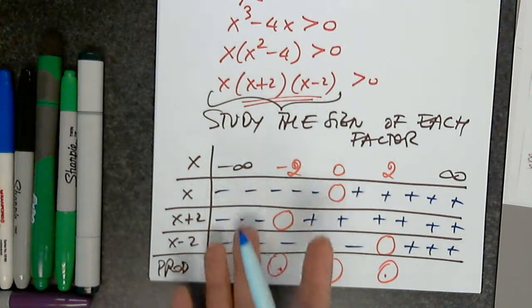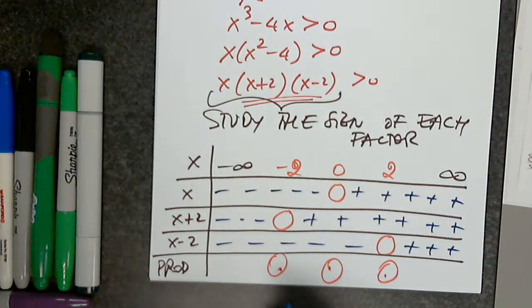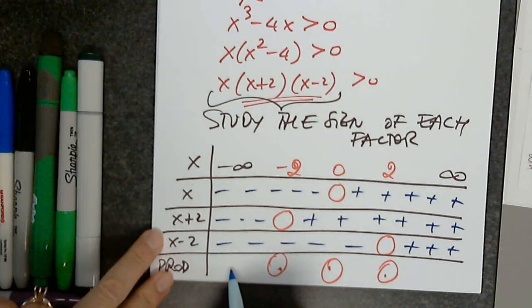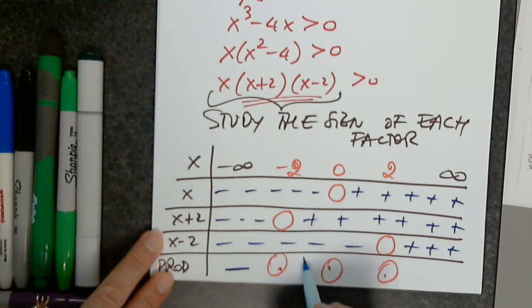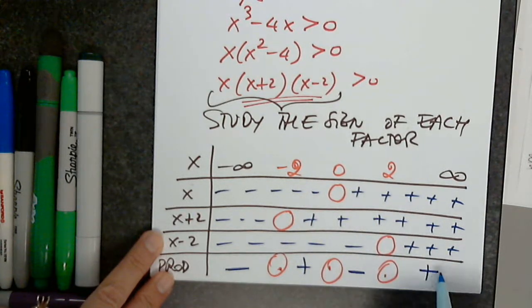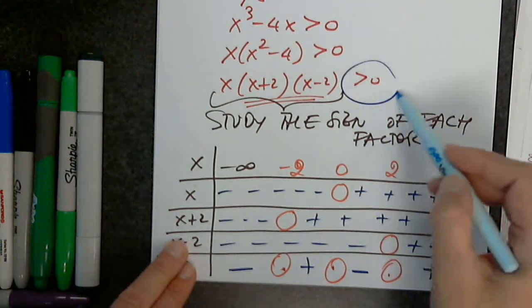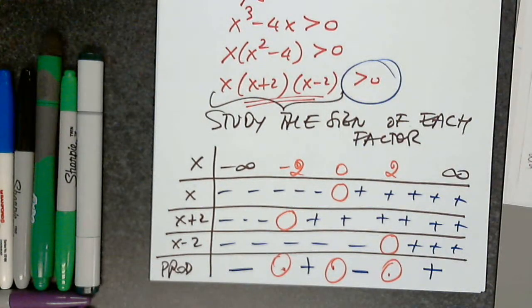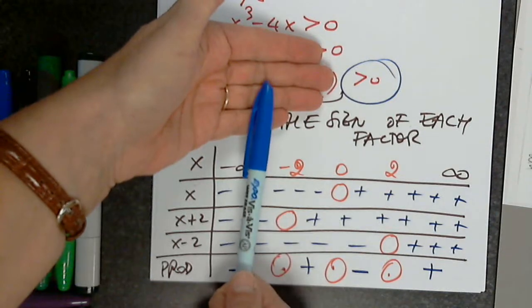So on the first subinterval, I multiply 3 negatives. What will be the sign of the outcome? Negative. I multiply 2 negatives on the next subinterval. What will be the sign of the outcome? And of course, negative here and positive here. Only now I'm ready to ask myself, what am I looking for? Which sign am I looking for? I want this to be greater than 0. What sign should I have?